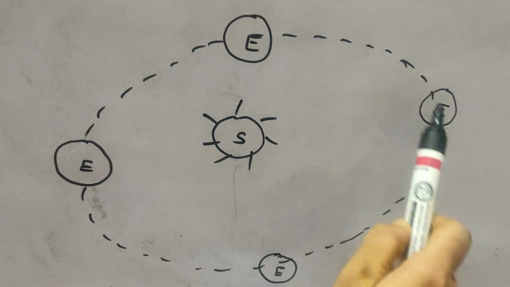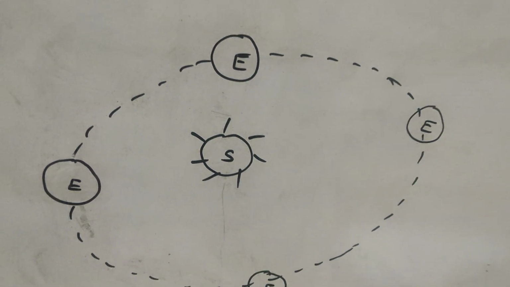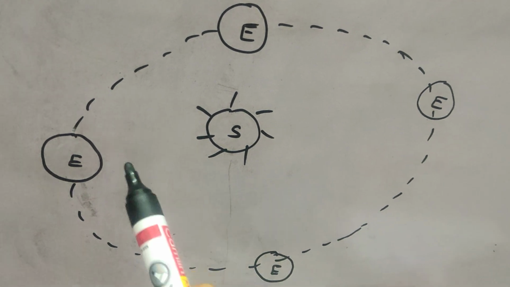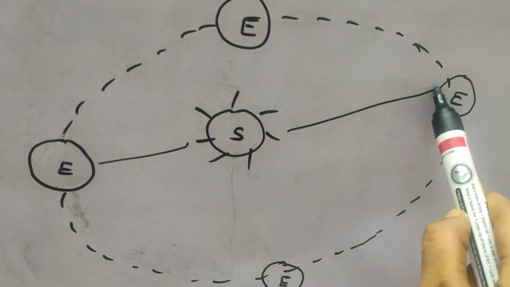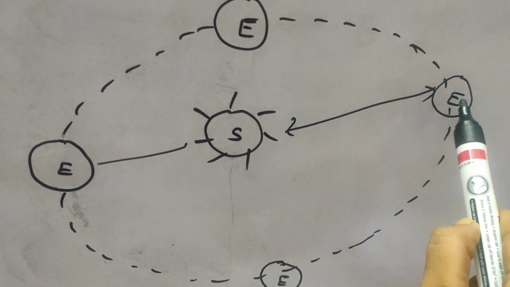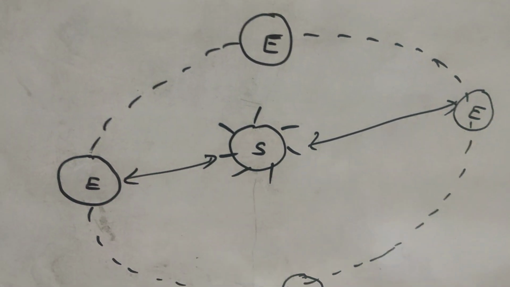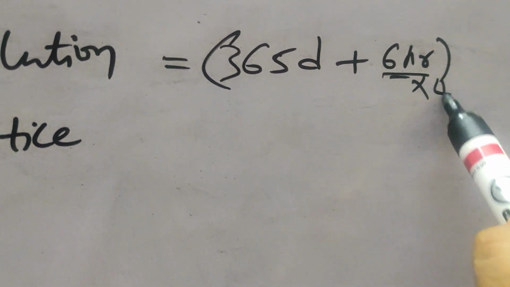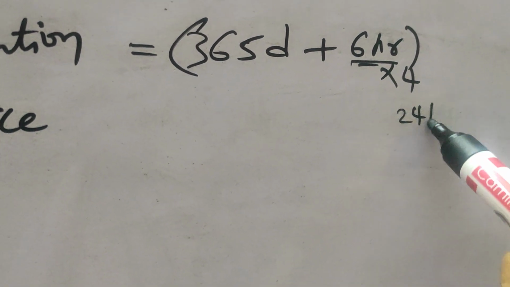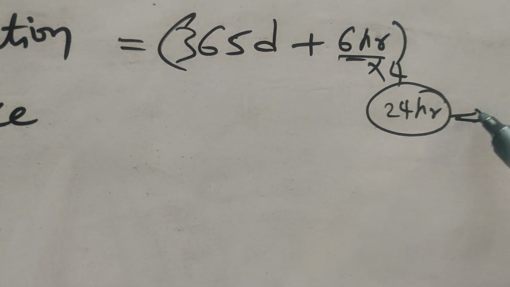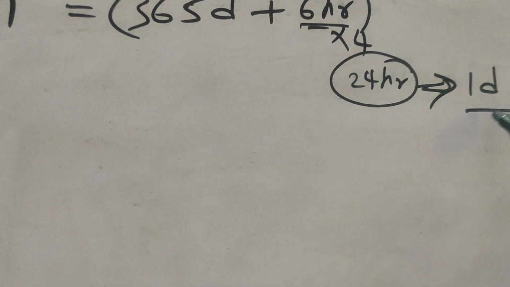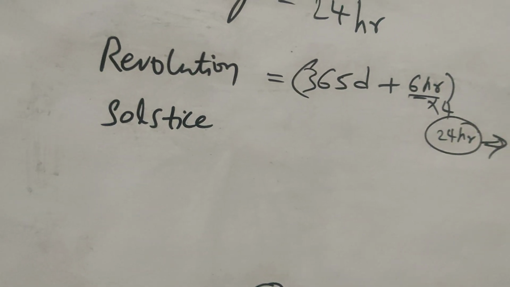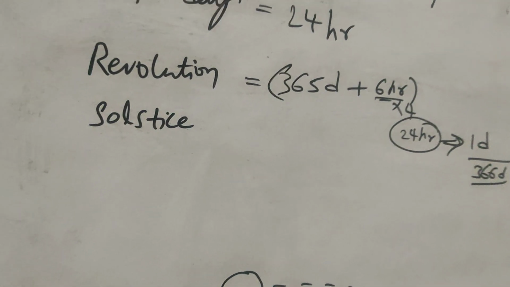As I have shown here, this is not a complete spherical or circular way, but the orbit is in an elliptical way. Okay, so this is somewhat nearer than this, which is farther. This is like perihelion period and this is like aphelion period. Okay, so yes, this 6 hours, if you take for 4 years, it comes as 24 hours, which we can consider as one day, and there it comes as 366 days in the leap year. So exactly the revolution period of earth is 365 days plus 6 hours.